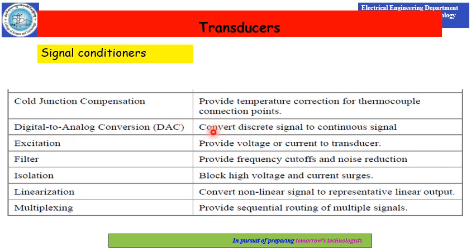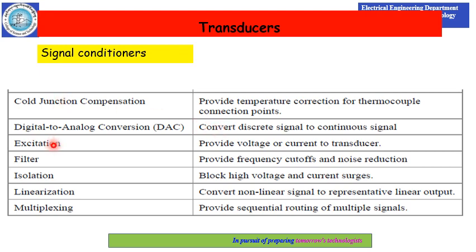This converts discrete signals to continuous signals. It is used to convert digital signal into analog signal. This process is commonly used in applications such as audio and video processing, where digital signals need to be converted into analog signals for playback on speakers or displays.